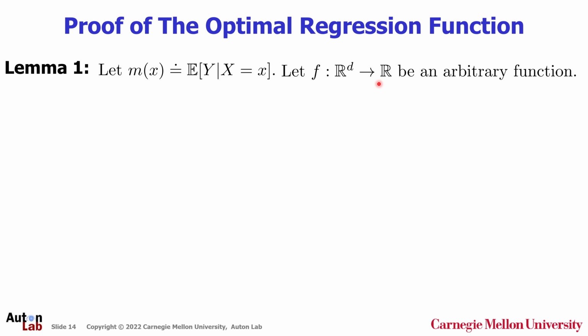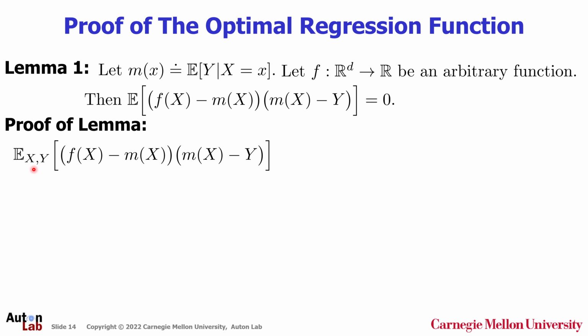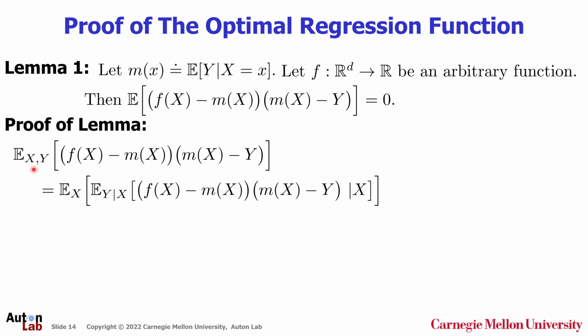The proof of this lemma is quite simple. We have two random variables, x and y, and we need to take expectation with respect to the joint distribution of x and y. Because of the law of total expectation, we can rewrite this expression as two expectations. First, we take a conditional expectation of y given x, and then we take the expectation with respect to x. We know that when we condition on x, then in the conditional expectation, any function of x behaves like a constant and can be moved out from the expectation. Because of this, the f(x) minus m(x) term can be moved out.